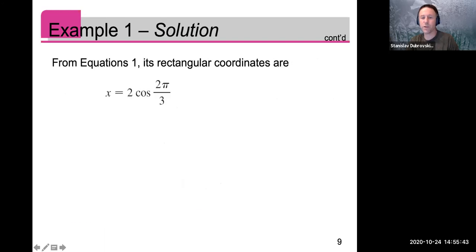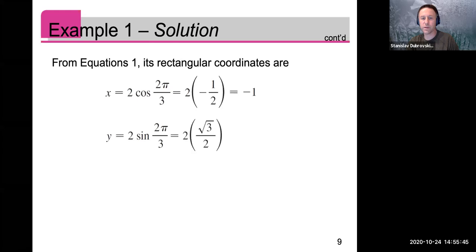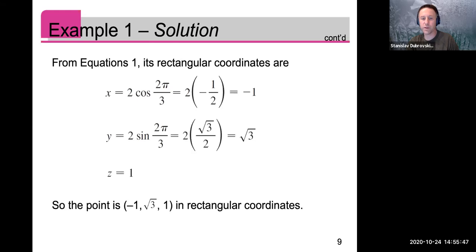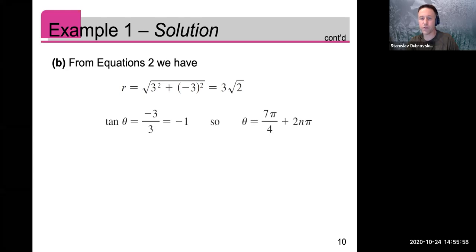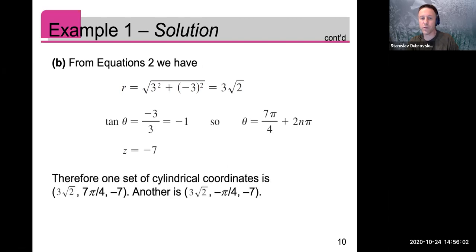That's the first example, and that is the calculation of the rectangular coordinates, and that's the second example, the conversion from rectangular to polar. So we've gotten the cylindrical coordinates of 3 root 2, negative pi over 4, or 7 pi over 4, and -7.